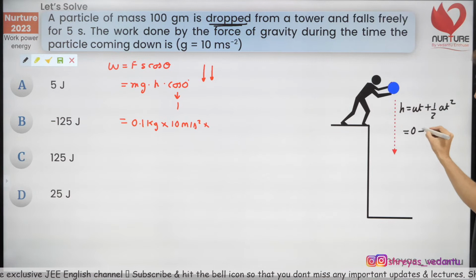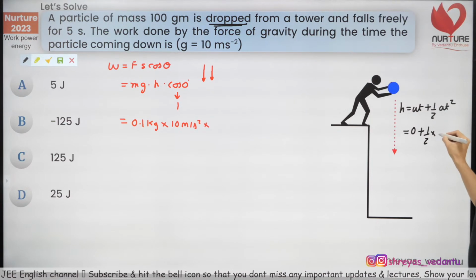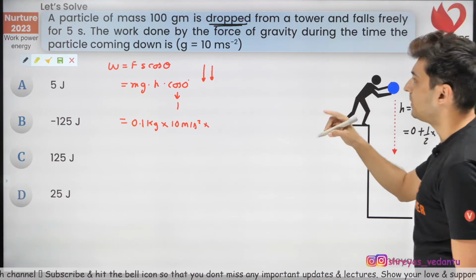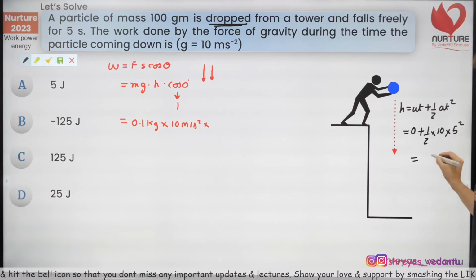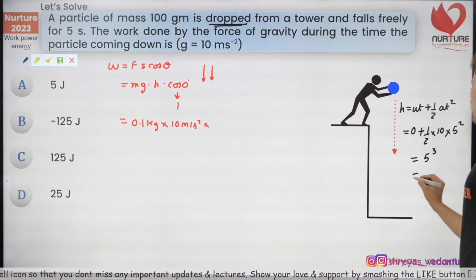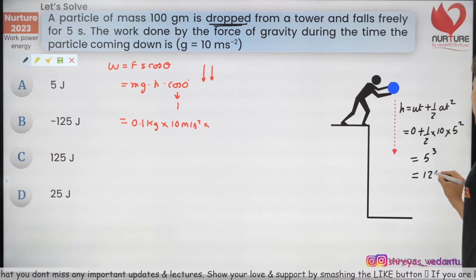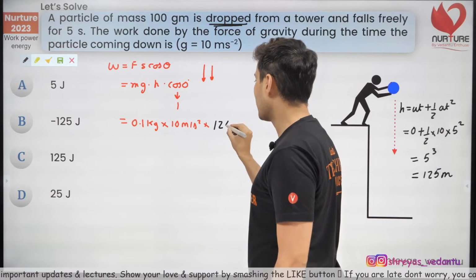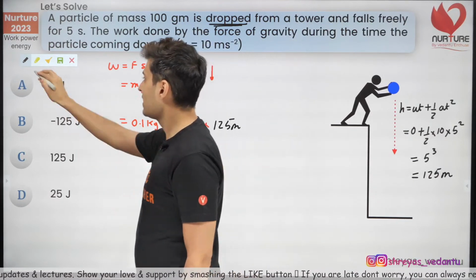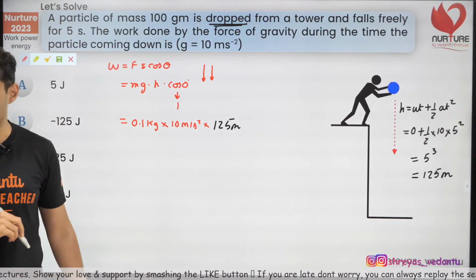So this is 0 plus half into acceleration, which is 10. What is the time? Time is 5 seconds. So 5 square. So this will become 10 by 2 is 5, so it will become 5 cube. That means it will become 125 meters. So I should just put over here 125 meters, and now I think I should get the answer.